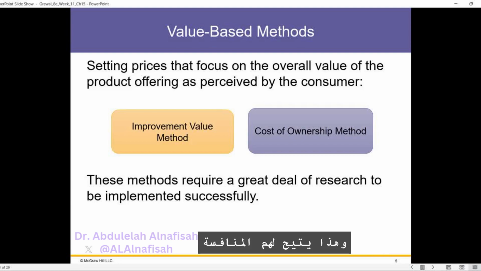This enables them to effectively compete in the market by offering products that customers consider worthwhile investments based on the benefits they provide and the costs associated with them.